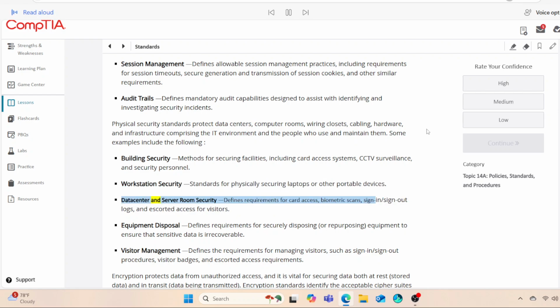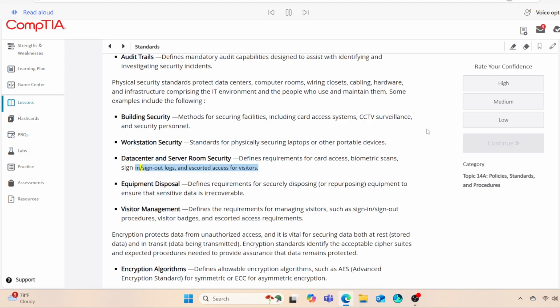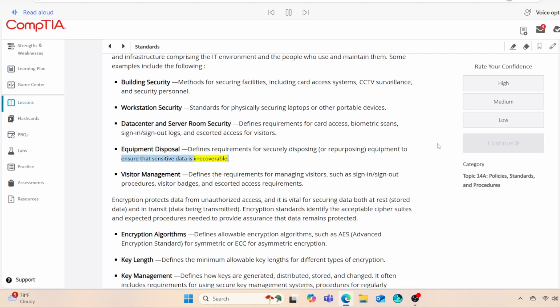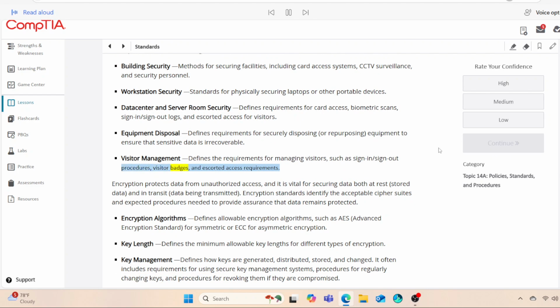Data center and server room security defines requirements for card access, biometric scans, sign-in/sign-out logs, and escorted access for visitors. Equipment disposal defines requirements for securely disposing or repurposing equipment to ensure that sensitive data is irrecoverable. Visitor management defines the requirements for managing visitors, such as sign-in/sign-out procedures, visitor badges, and escorted access requirements.